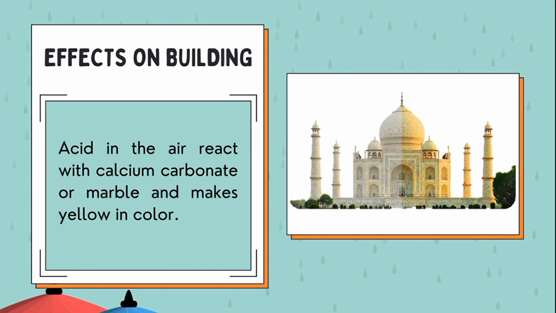The first one is the effects on buildings. Acid rain in the air reacts with calcium carbonate or marble and makes it yellow in color. So what you see here is a building that turned yellow. That is because of acid rain.